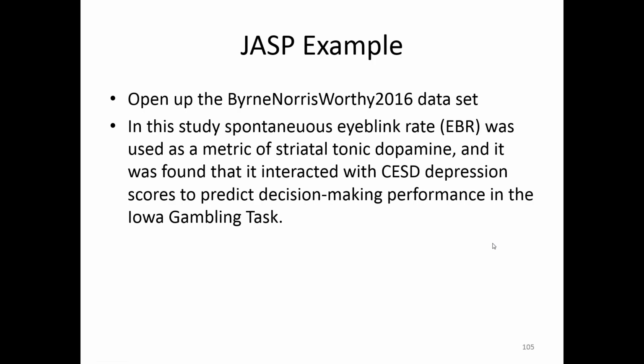What we found in this study was that EBR interacted with CESD depression scores to predict decision-making performance in the Iowa gambling task. So it's interesting. The Iowa gambling task is a task where you choose between 4 decks and you can get gains or losses on each trial. In a lot of ways, it's a loss minimization task because you have to figure out which one of the decks lead to the big losses.